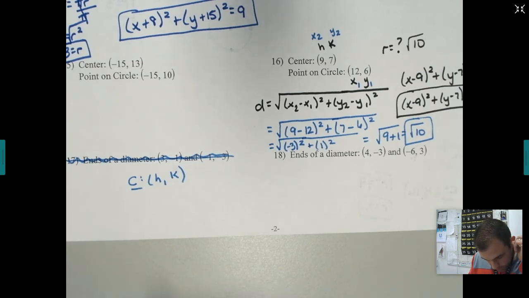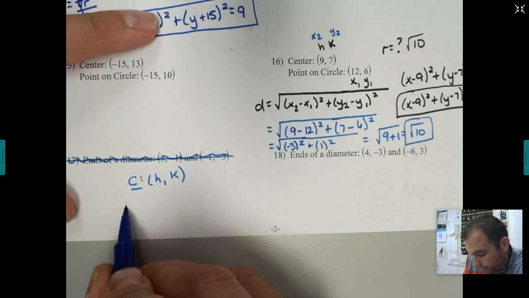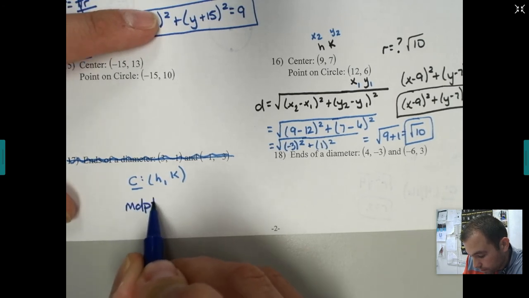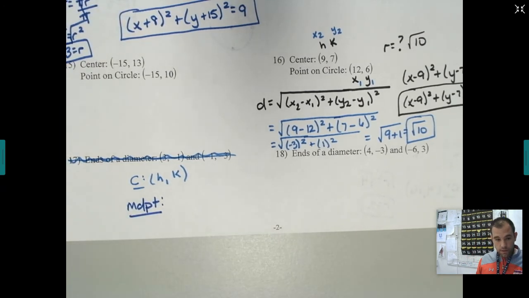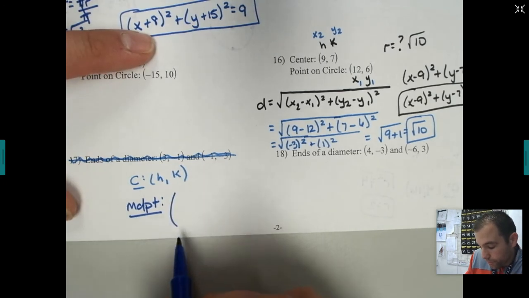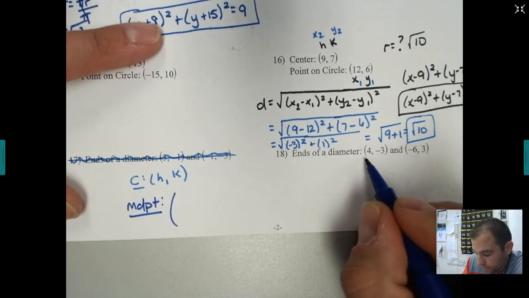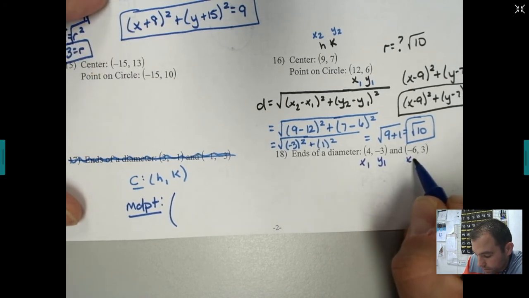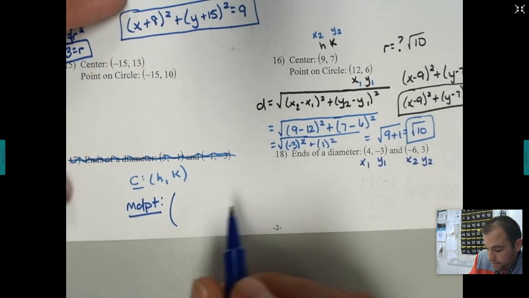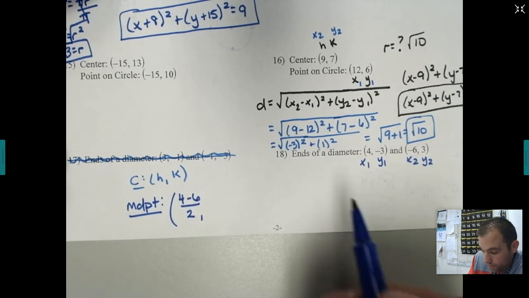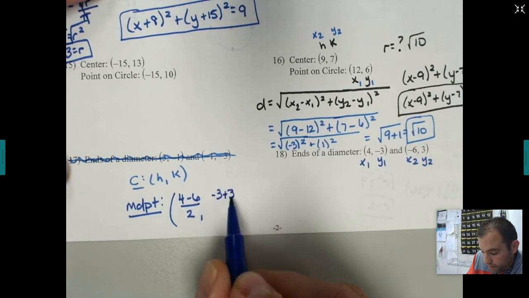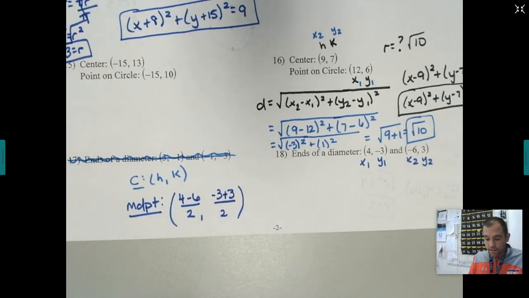So the first thing that I want to do is find the midpoint of this diameter, okay, which we did back at the end of topic 2. And if you remember, the formula for midpoint is you add the x's. So this is x1, y1, x2, y2. You add the x's together. So 4 minus 6 divided by 2. Add the y's together. Negative 3 plus 3 divided by 2. So you add the x's and divide by 2. You add the y's and divide by 2.